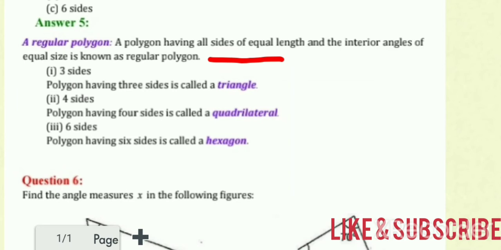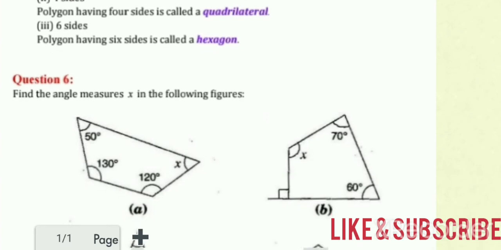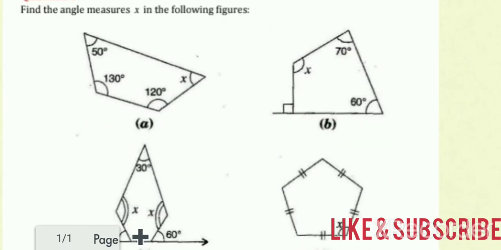Now if it has 3 sides, this is a triangle. If 4 sides, this is a quadrilateral, and with 6 sides, that is a hexagon. Now question number 7, this is a very important question. Here we find the angles of some figures.